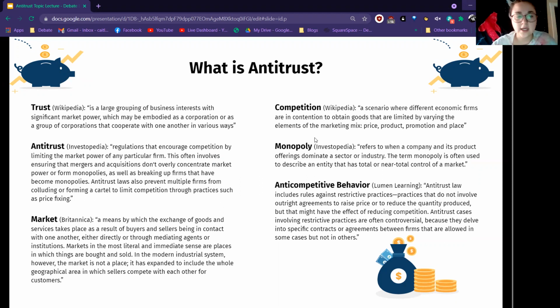A trust, in the conversation of corporations or businesses, is when a large grouping of business interests with significant market power, so they own a lot of the shares or the means of production in different industries, like factories, office buildings, whatever, can control the outcome of that market, so to speak. It may be embodied as a corporation or a group of corporations that cooperate with one another in various ways.